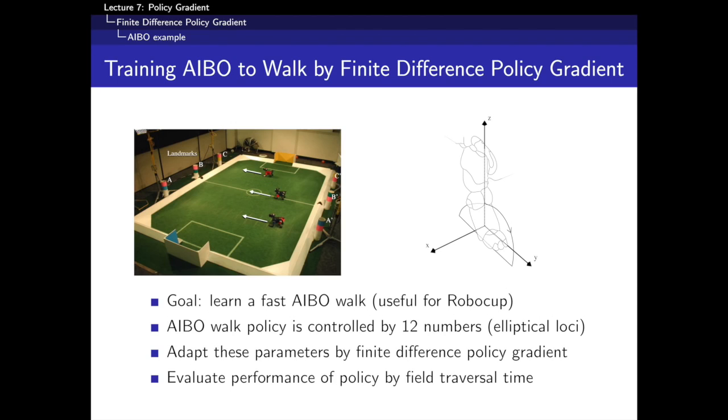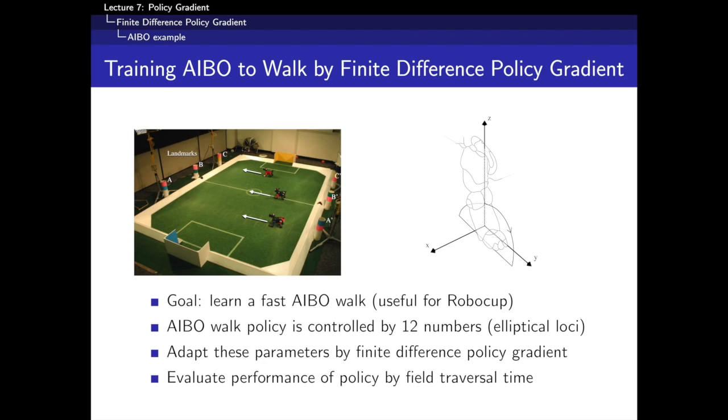And so it's become an interesting machine learning challenge to make the Aibo gait more efficient and make it run faster. And so the Aibo gait is basically controlled by 12 different real numbers, which are sort of shown in this diagram here. It doesn't really matter what they are. But the goal is to adapt these parameters now. And the first people to do this, Peter Stone et al., they did it by finite difference policy gradient, just like we just described in the last slide.